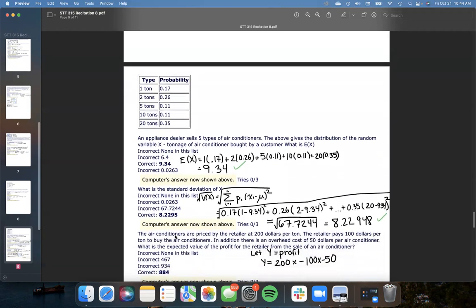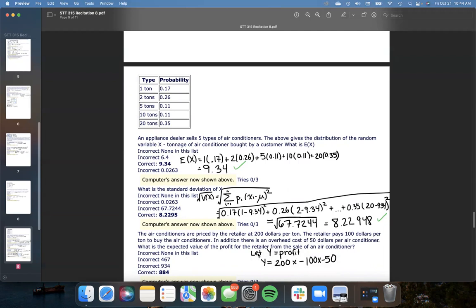The air conditioners are priced by the retailer at $200 per ton. The retailer pays $100 per ton to buy the air conditioners. In addition, there is an overhead cost of $50 per air conditioner. What is the expected value of profit for the retailer from the sale of an air conditioner?